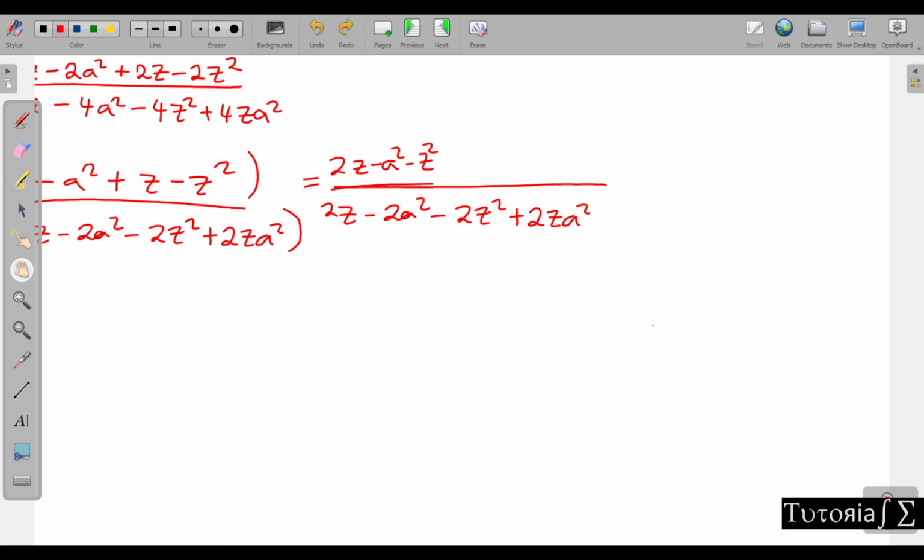Now from here, we know what z is. Remember what we said, z is equal to a e to the I theta. This is what we said z is. So wherever there is z, we can replace this. So we're going to have that. So here it will be 2 times a e to the I theta because it's z, minus s squared minus z, which is a e to the I theta, everything squared.